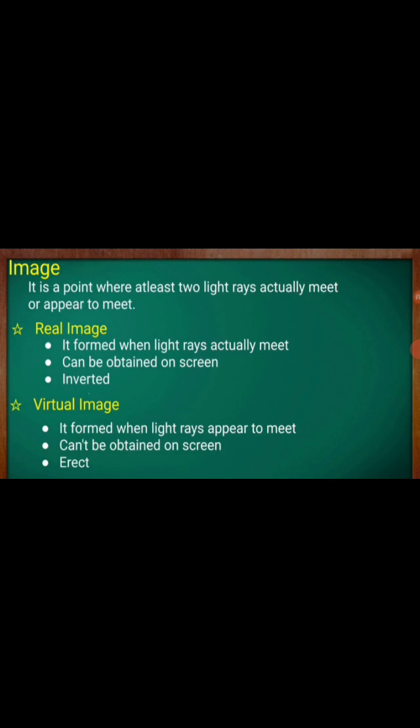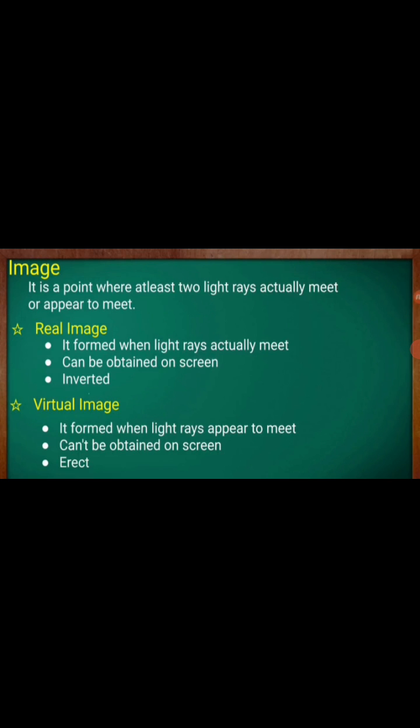Now, let us see about image formation. When do we say that the image has been formed? So, we have a criterion here, children. It is a point where at least two light rays actually meet or appear to meet. Wherever two light rays actually meet or appear to meet, then we say that an image has been formed because of the light source. Then there are two types of images.